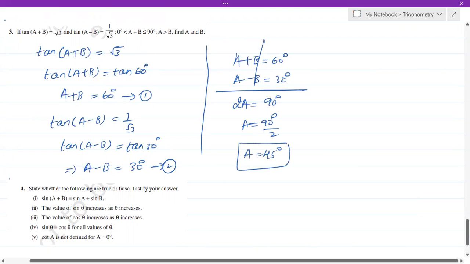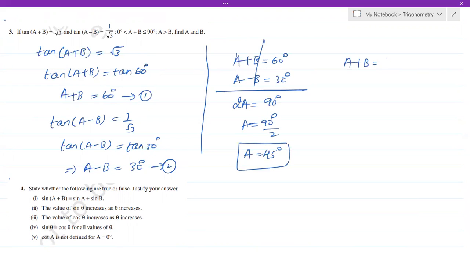Once we get the value of A, we can find B using equation 1. A plus B is 60 degrees, A is 45 degrees, plus B is equal to 60 degrees. Therefore, B is 60 degrees minus 45 degrees, which implies B is 15 degrees. So we got the value of A and B.